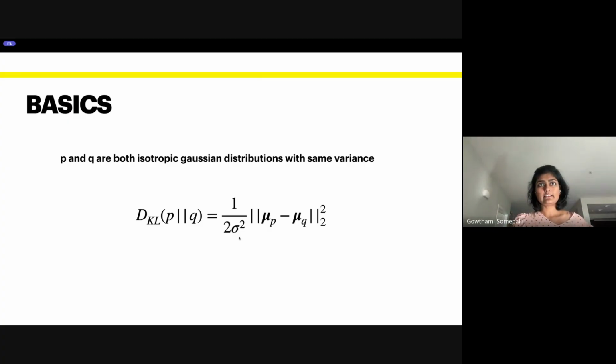Again, this is under the assumption that they both are isotropic Gaussians. That means if it's a multivariate Gaussian with a lot of dimensions, all these dimensions are not correlated with each other. And the second important assumption here is that they both have the same variance.